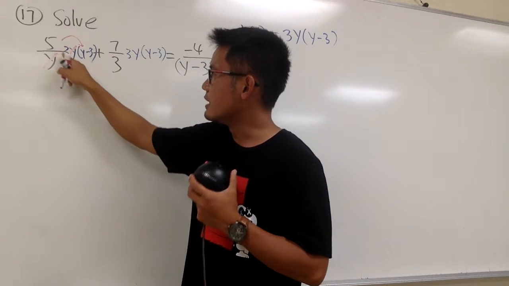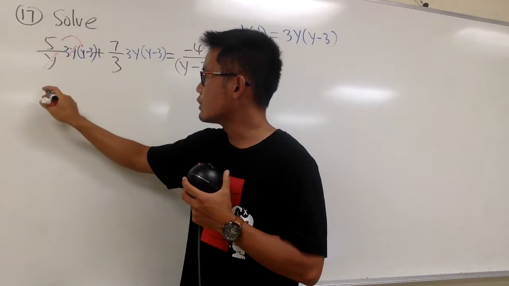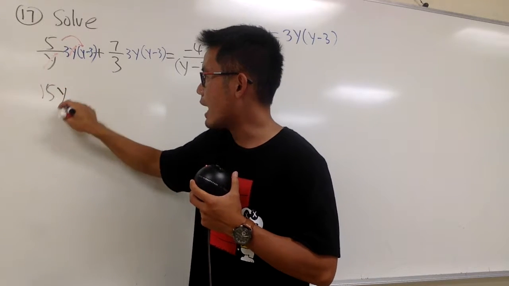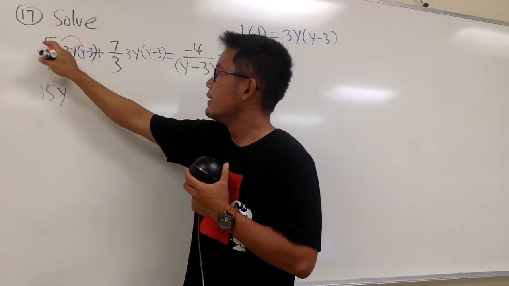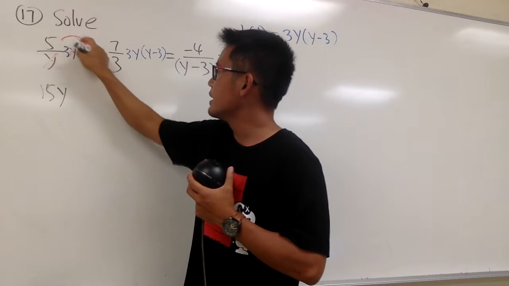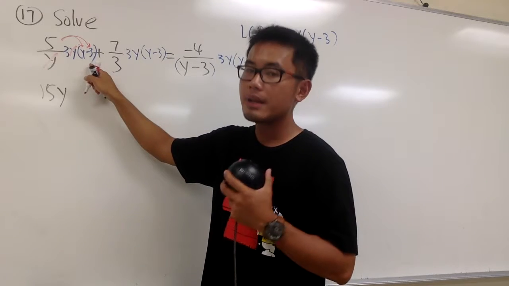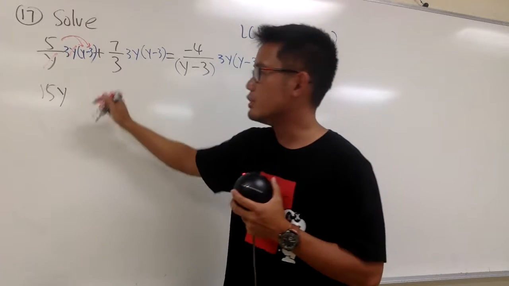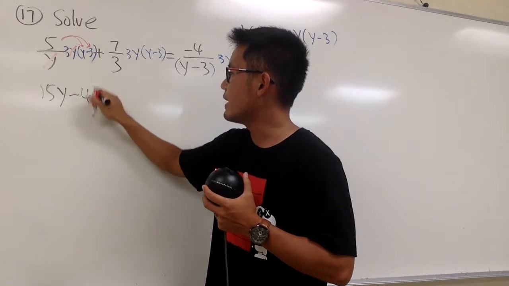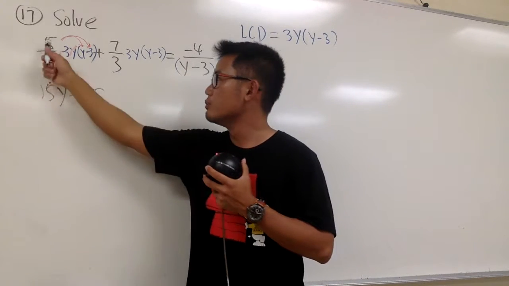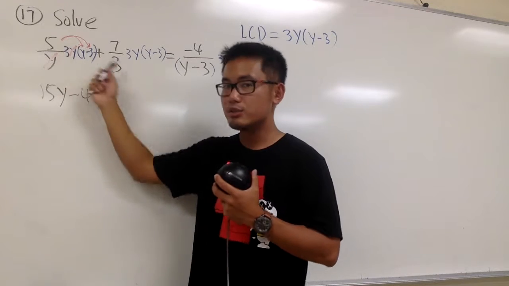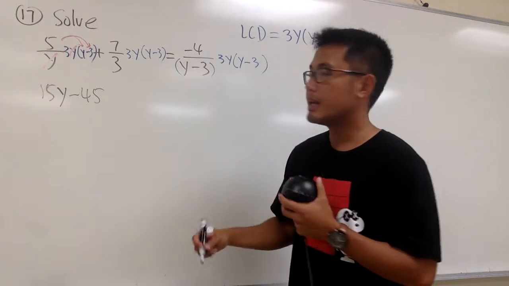5 times 3 once again is 15 times y. So first we will have 15y, all right? That's the first term right here. And then next, 5 times 3 is 15 times negative 3. 15 times negative 3 will give us negative 45, just like this. So when you distribute, be sure you multiply these numbers first and then distribute. So that's what we have.